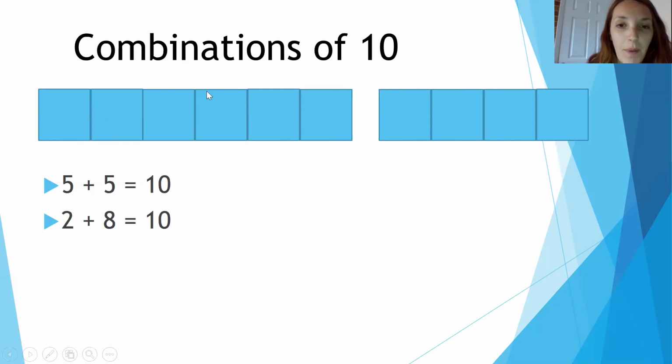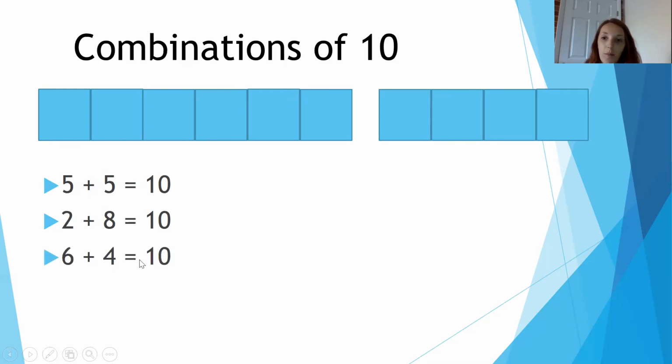This time, let me break it apart here. Okay, what is this a group of? 6. Good. What is this a group of? 4. Okay. What can you guess? 6 and 4, when you put them together, what do they make? 6 plus 4 equals 10.